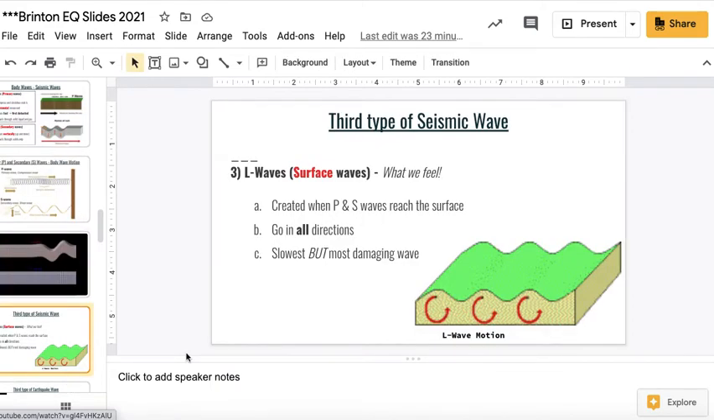Your third type of wave, as he talked about, is your surface waves. Your L waves or surface waves are what we feel. They are created by the P and S waves when they reach the surface. They go in all directions. They are the slowest, but they're the most damaging. And if you can see, they kind of go in a curl kind of motion.